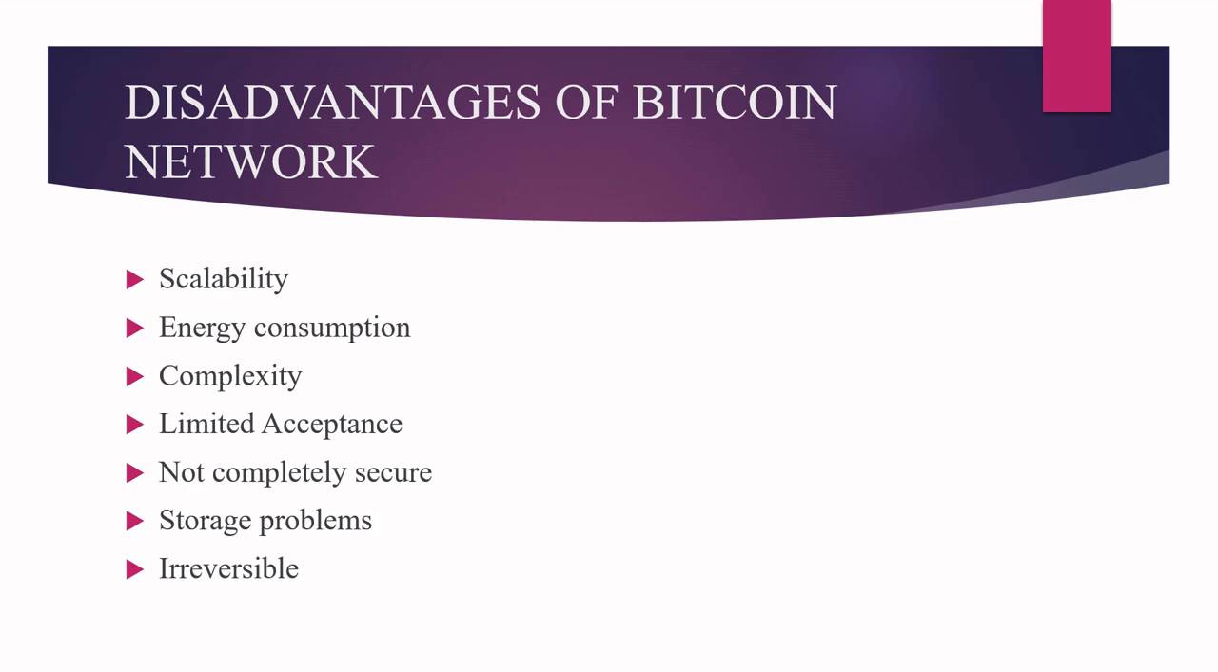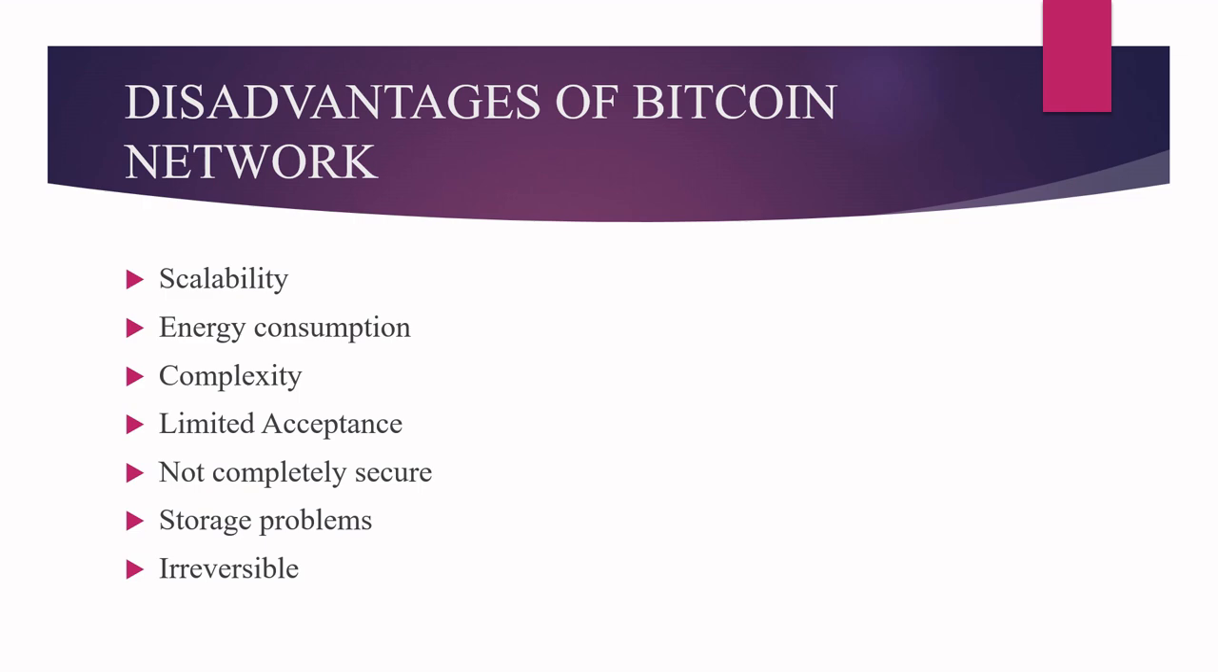Second one, energy consumption. Bitcoin mining requires significant amounts of energy to power the complex mathematical calculations needed to validate transactions. Third one, complexity. Bitcoin's underlying technology, blockchain, can be complex and difficult to understand for non-technical users. Fourth one, limited acceptance. Bitcoin is not widely accepted as a form of payment, which limits its usefulness for everyday transactions. Fifth one, not completely secure.